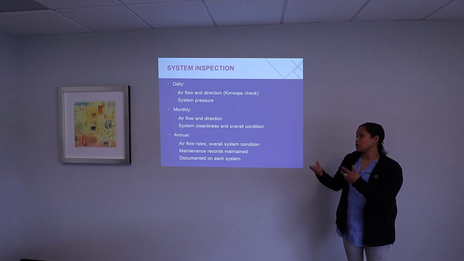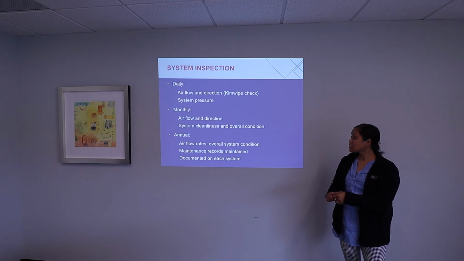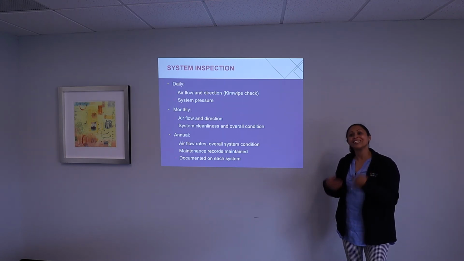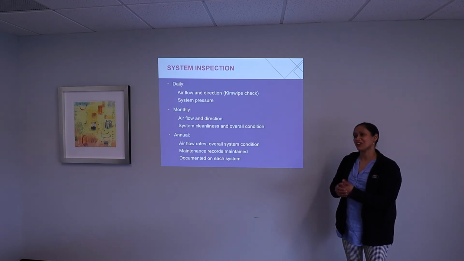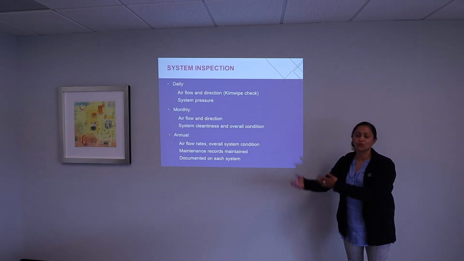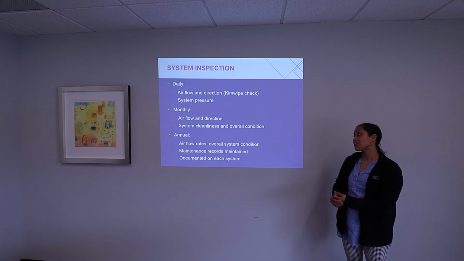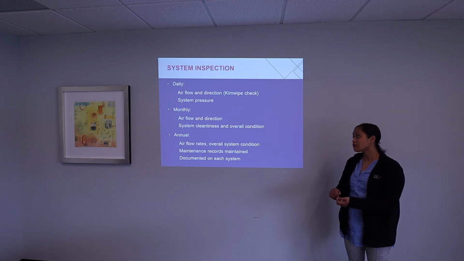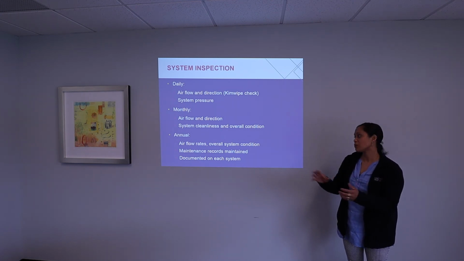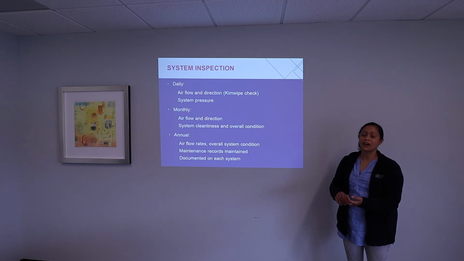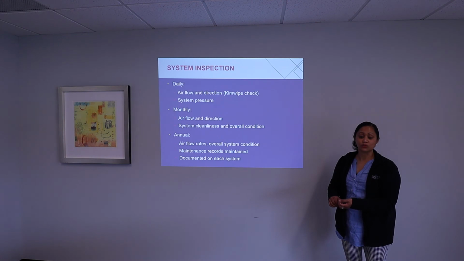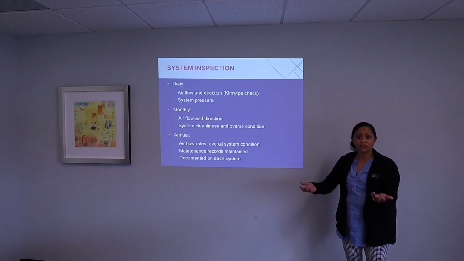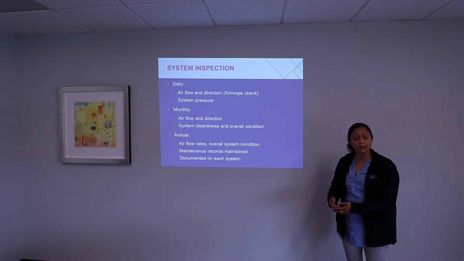Monthly, you also do a check of the airflow and direction. And as I mentioned before, any cleaning or maintenance that needs to be done to make sure that there's nothing impeding the capture and transport velocities is really important. And then finally, annually, you want to do a check and calibration on things like the airflow rates and the system condition, and make sure all the parts are working. And this is where you definitely want to have things documented and have those maintenance records ready in the event they're needed for things like an inspection or any permits.